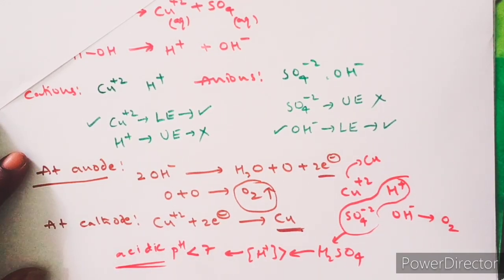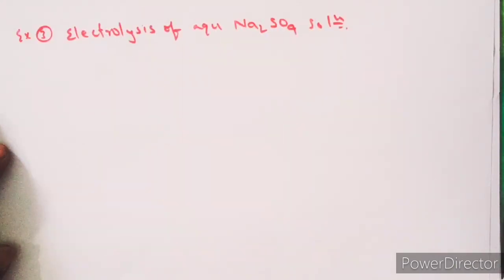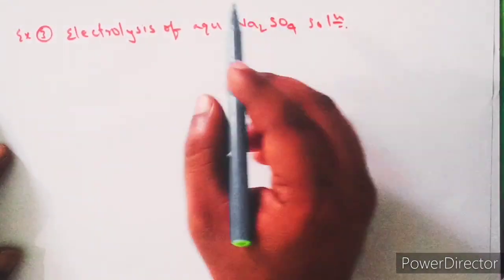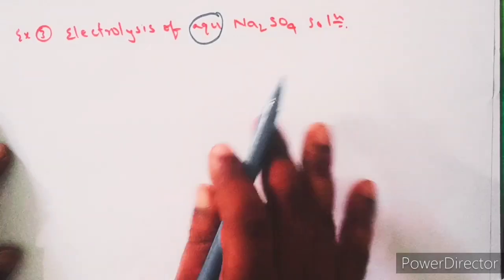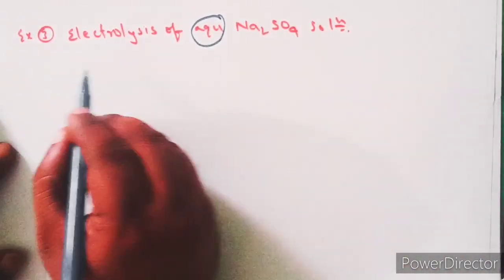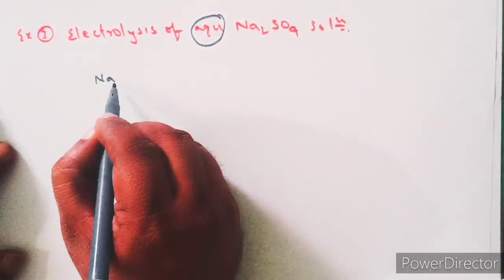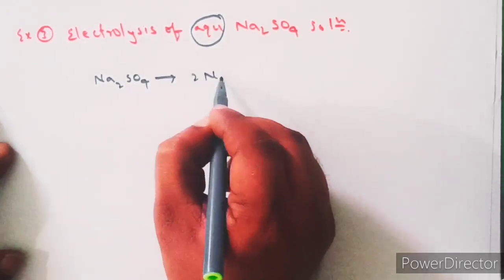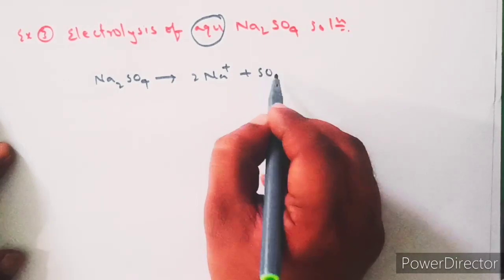Clear? Easy? Right. Let me tell you a few more examples. The next example is electrolysis of aqueous sodium sulfate solution. Aqueous, so water is also involved in the electrolysis. Here sodium sulfate will be ionized as 2 sodium ions and 1 sulfate ion.